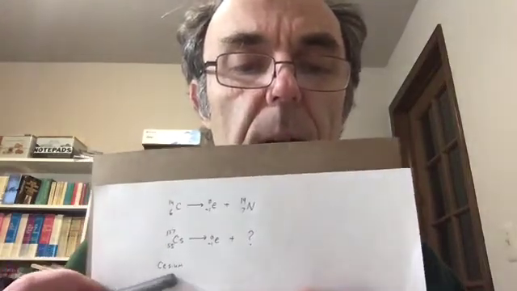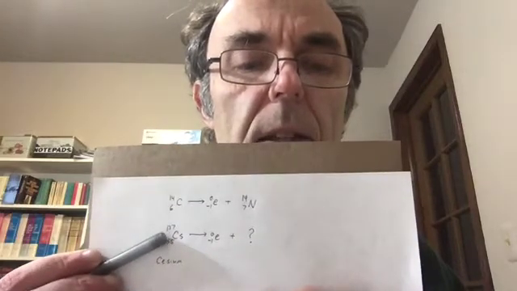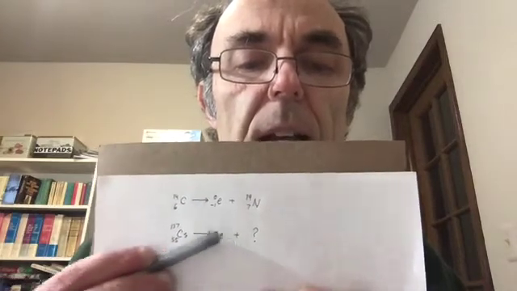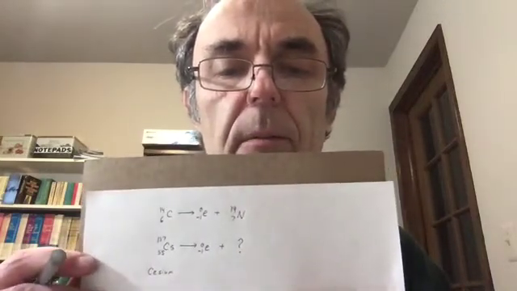Here's another isotope. Cs is cesium. This is cesium-137. It's element 55. It decays by beta decay to what? Stop the video, work it out.